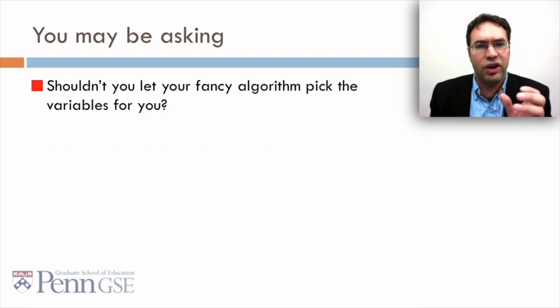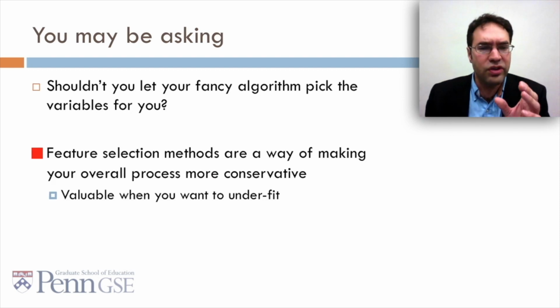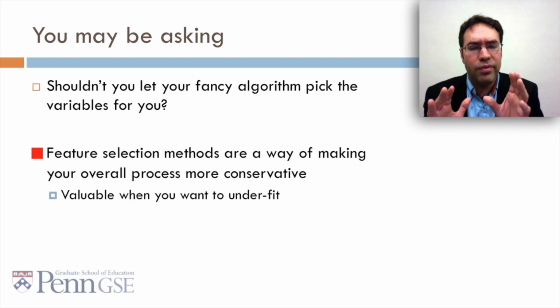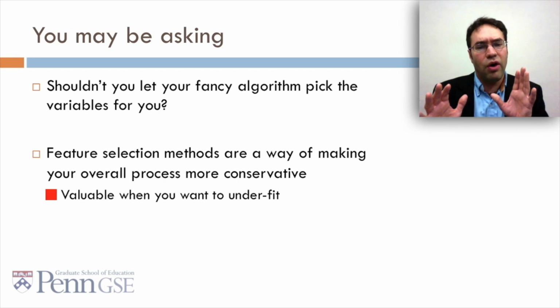Now you may be asking, why do automated feature selection? Why not let your fancy, awesome algorithm pick the variables for you? Why not let RapidMiner or Weka or SAS Enterprise Miner do its job? The reason is because feature selection methods are a way of making your overall process more conservative, and this is valuable when you genuinely want to avoid overfitting.